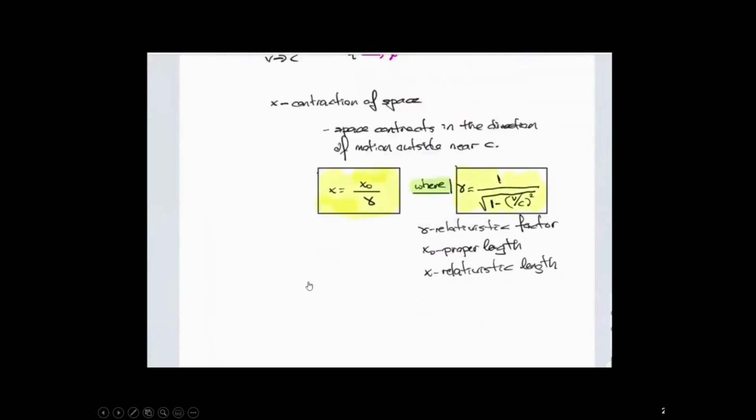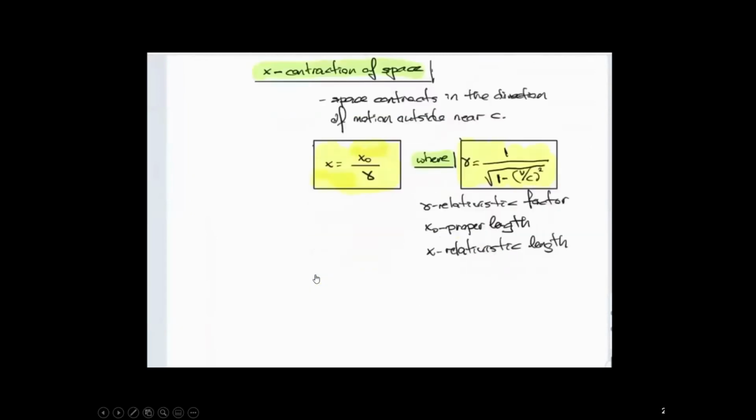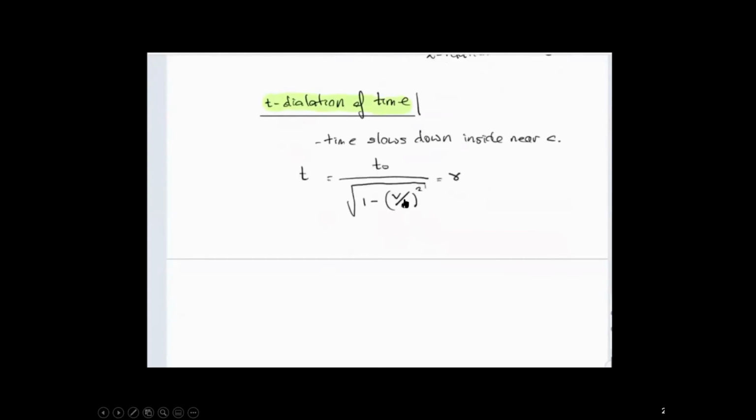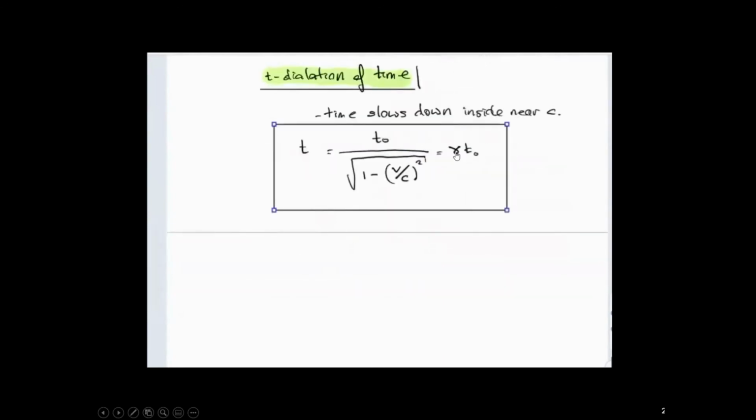Your time is going to slow down. The next one is known as the dilation of time. Which means that the time is going to become expanded, the time that you experience. So time is going to slow down inside your reference frame near the light speed. So T0 is your original time, and it is going to become expanded by the relativistic factor.